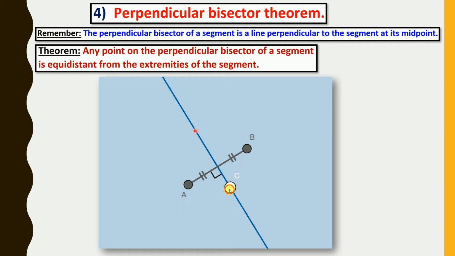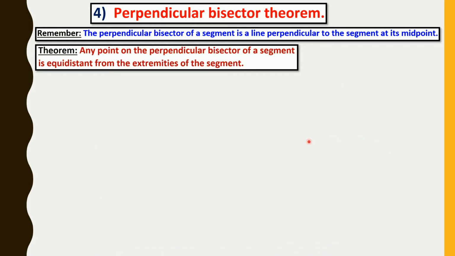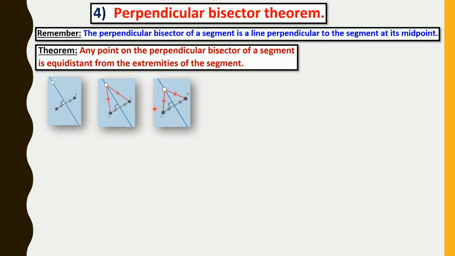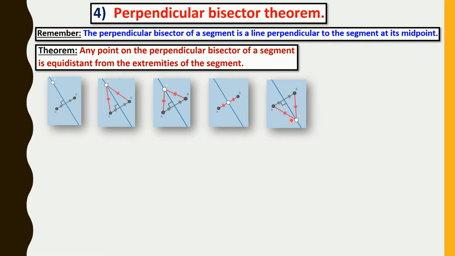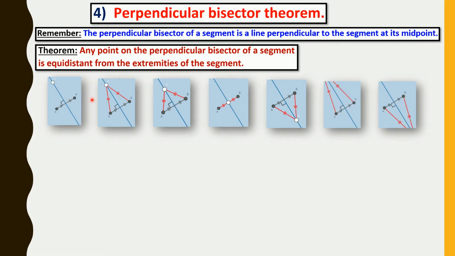So wherever I move point C, it's always at equal distance from the extremities of segment AB. If you see these images, wherever I place point C on the perpendicular bisector, it's always equidistant from the extremities.